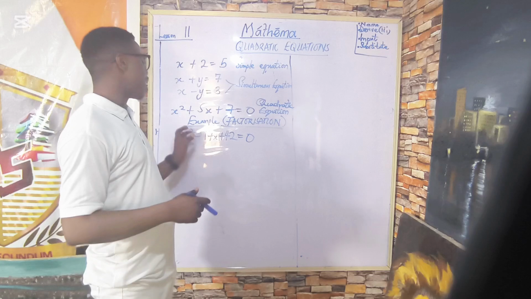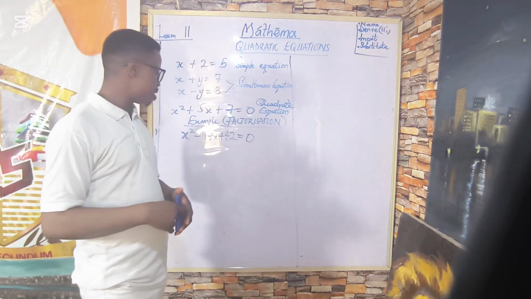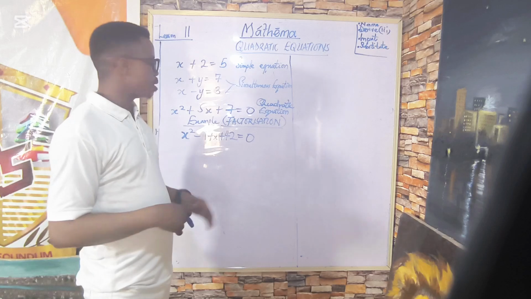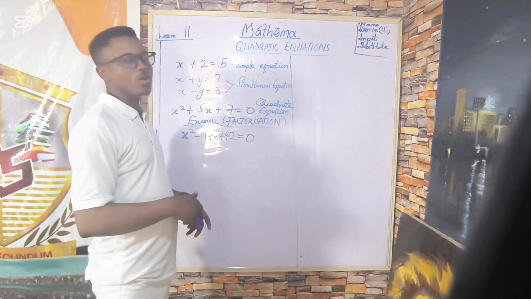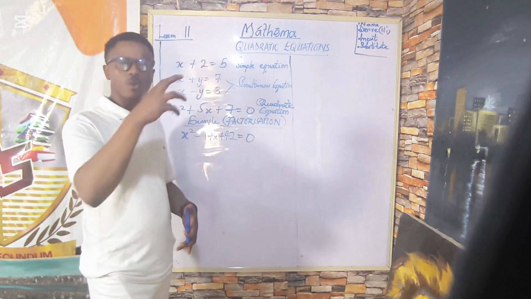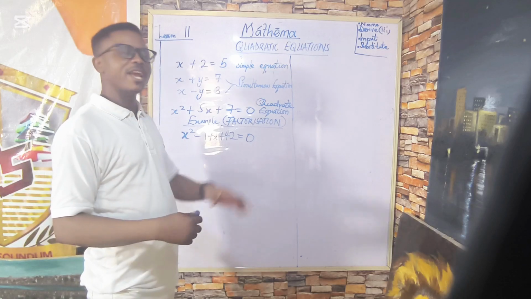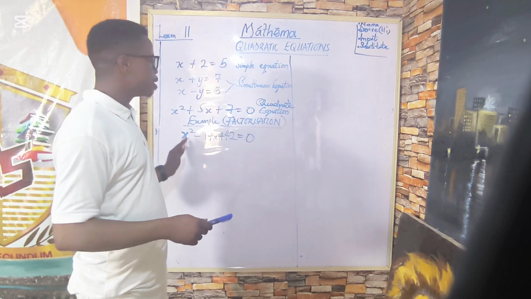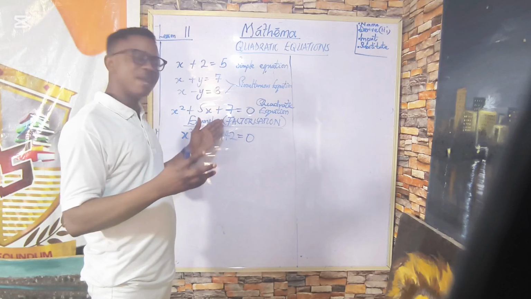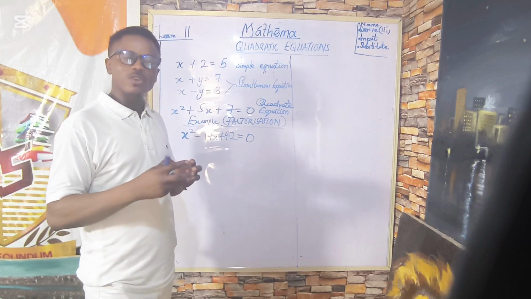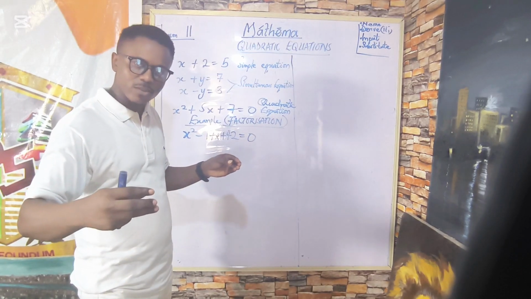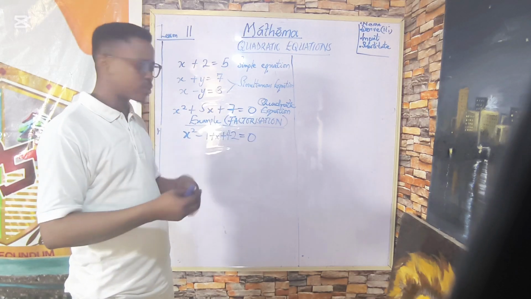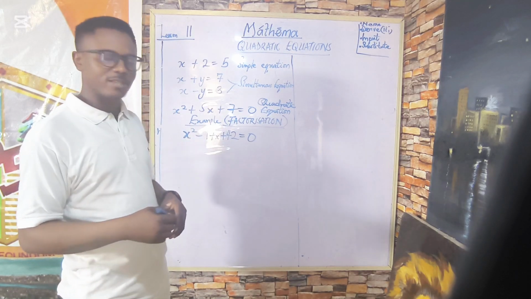So what do we have here? x squared minus 17x plus 42 equal to 0. And we are using the method called factorization method. From the word factorization, we can get the word factor. This method is actually the method of factors. We're going to be deriving factors, breaking this down further.